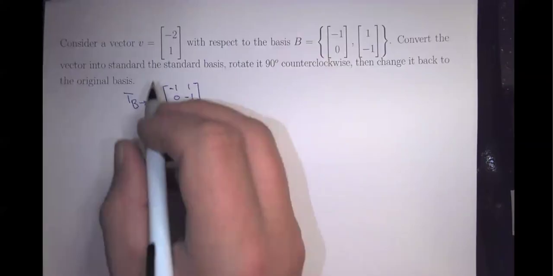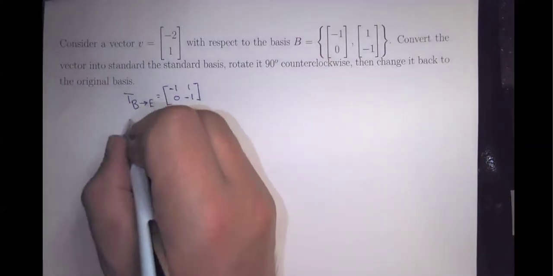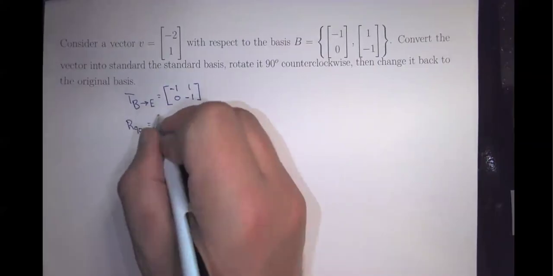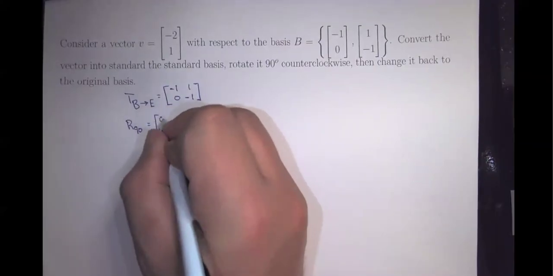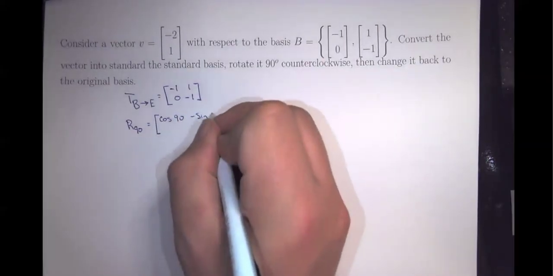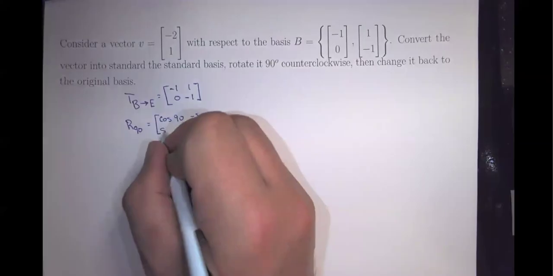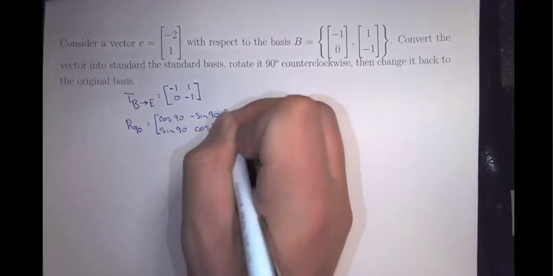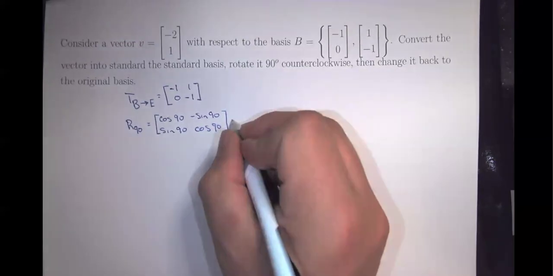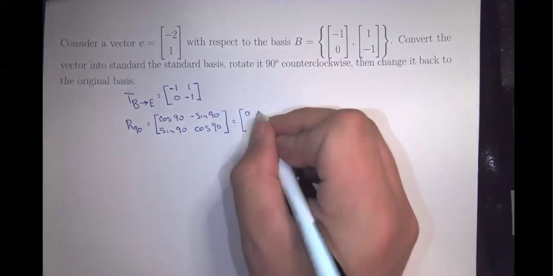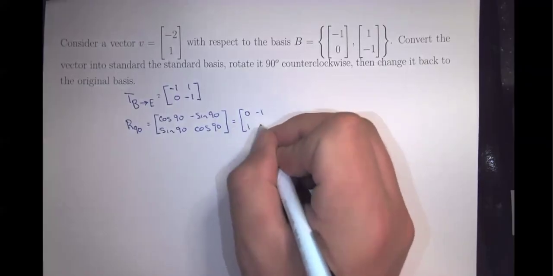In order to take something in E and rotate it 90 degrees counterclockwise, we end up with cosine 90, negative sine 90, sine 90, cosine 90, which just so happens to be 0, -1, 1, 0.